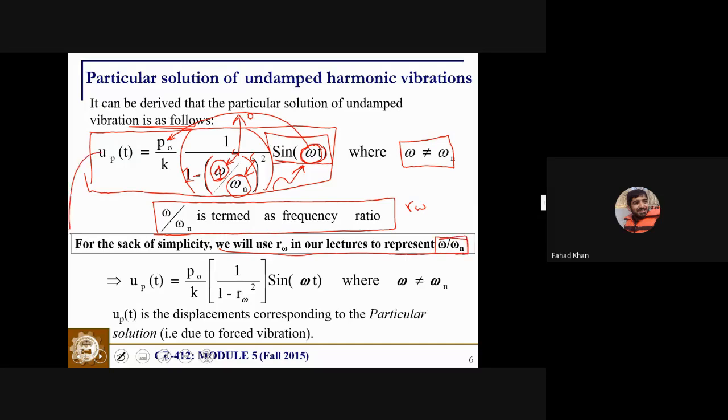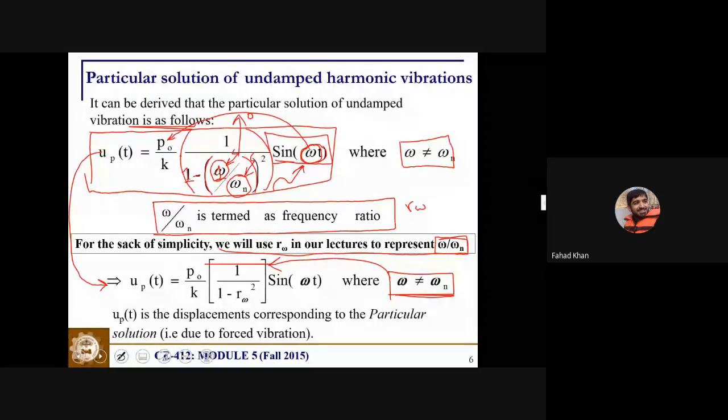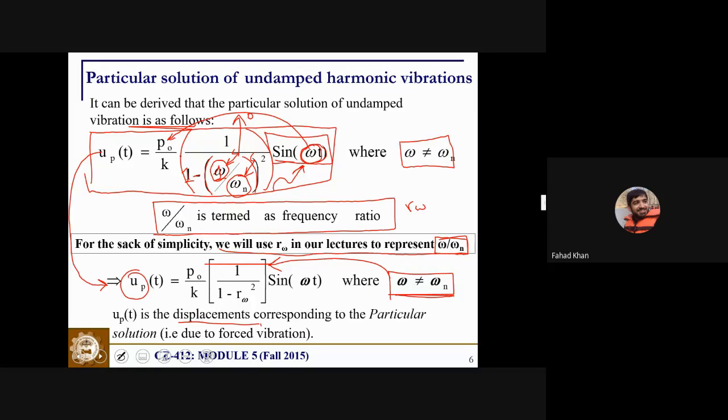So again, this simple equation, the particular solution, will reduce to this newer shape: p naught by k, 1 divided by 1 minus R omega squared. And once again, omega must not be equal to omega n for this formula to be valid. Now, u p is the displacement. What is this displacement? This is the displacement corresponding to the particular solution, that is due to forced vibration only.